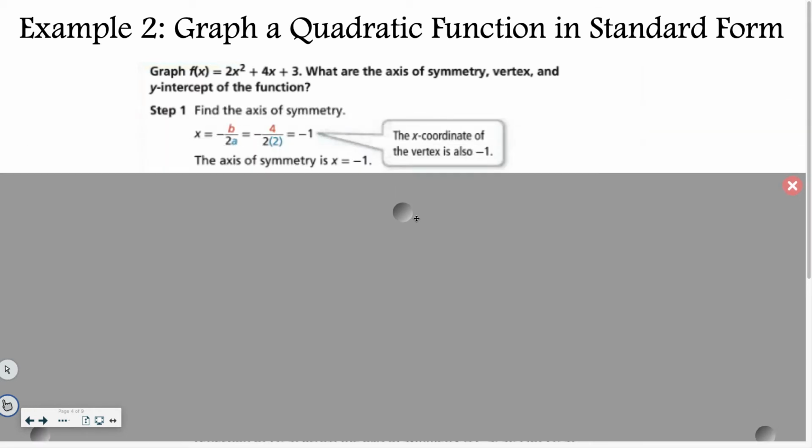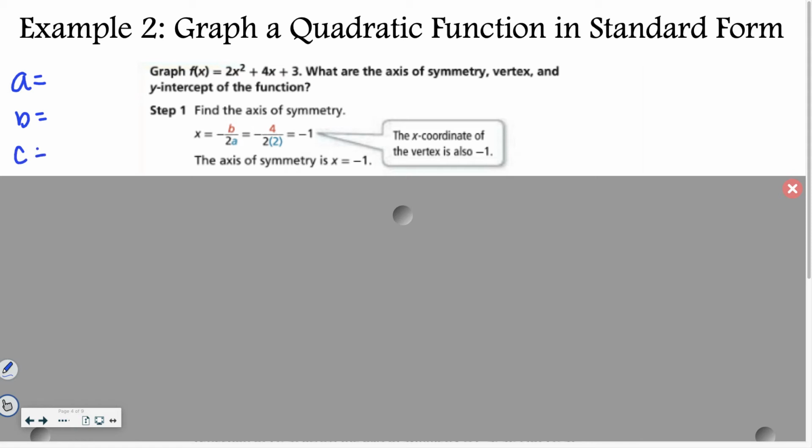All right, so the first step, you find your axis of symmetry. So x equals negative b over 2a. And if we look at our function, sometimes I like to just go through before I start solving things and write down what a, b, and c are. A is whatever value goes with your x squared. In this case, it's a 2. B is whatever value goes with your x. In this case, positive 4. And c is 3, a positive 3.